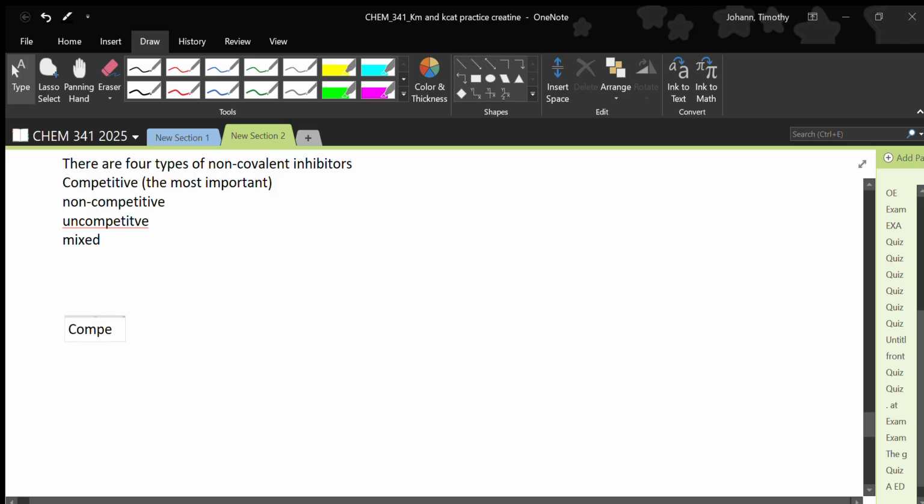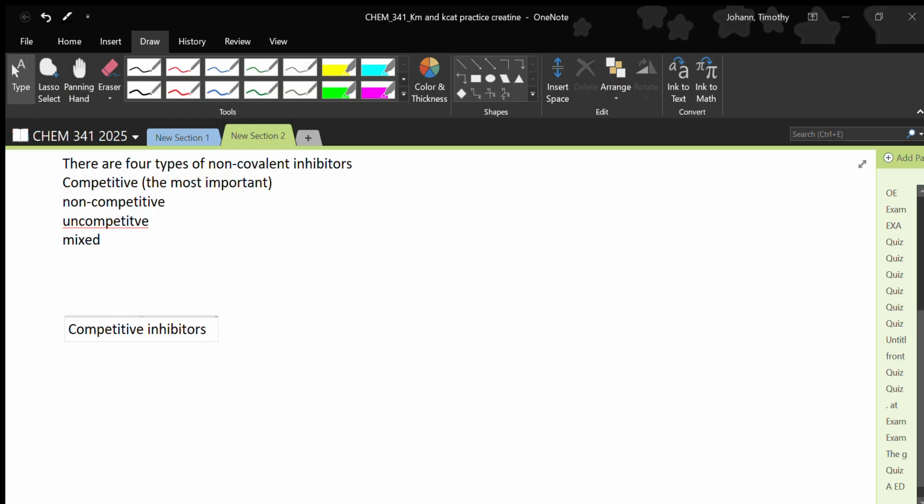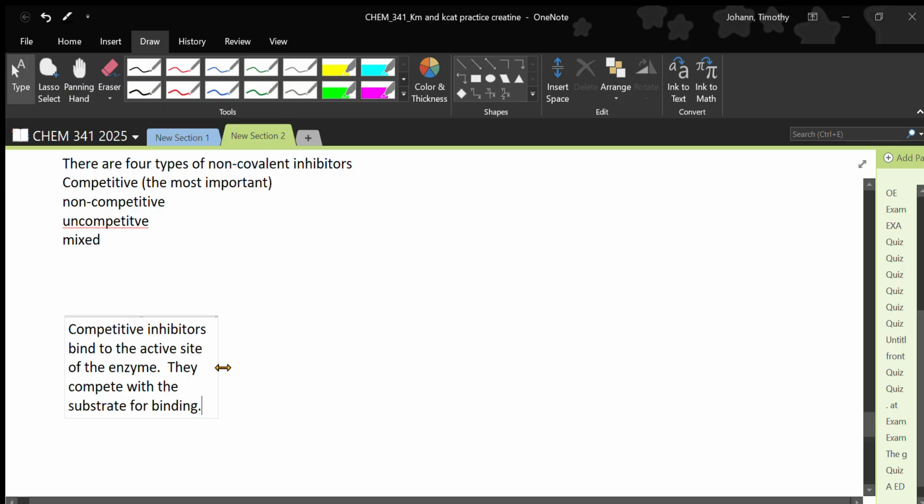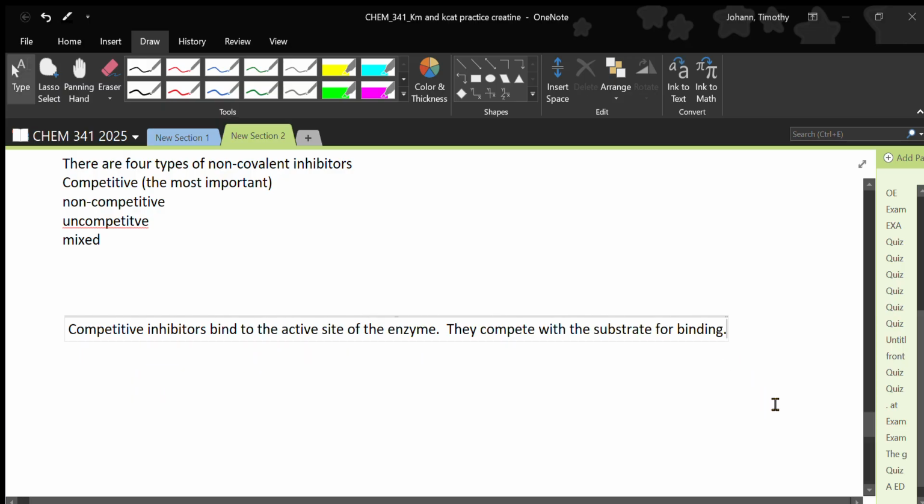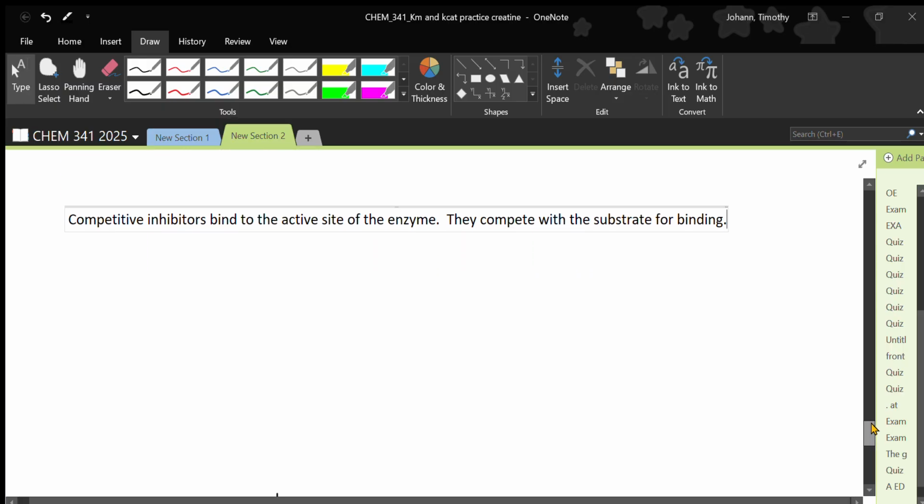So we'll start with competitive inhibitors. Competitive inhibitors are going to bind to the active site of the enzyme. They're going to compete with the substrate for the active site of the enzyme. So they're competing with the substrate for binding.